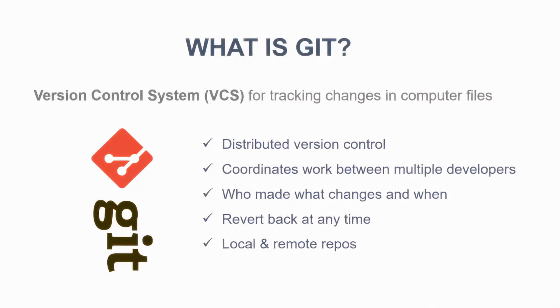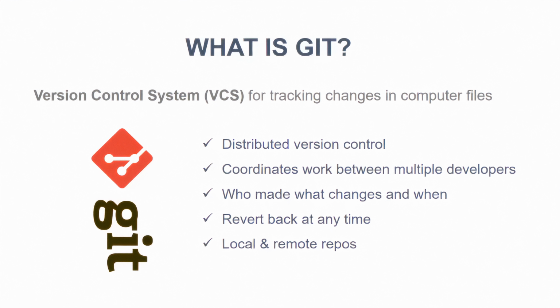And what that means is that many developers can work on a single project without having to be on the same network. Okay, so there's also version control systems that developers actually need to be on the same network to use. That's not what Git is. It's distributed or decentralized. Okay, Git coordinates work between multiple developers and it tracks every single version and every single change that's made on the system or in the project.